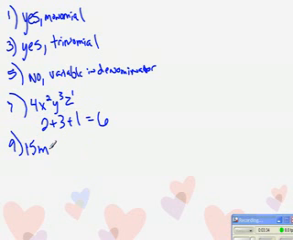Number 9, we have 15m. Well, there's a 1 on that m. It's the only exponent we have, so it's just 1. Number 11 is 22. There are no variables, so it has a degree of 0.